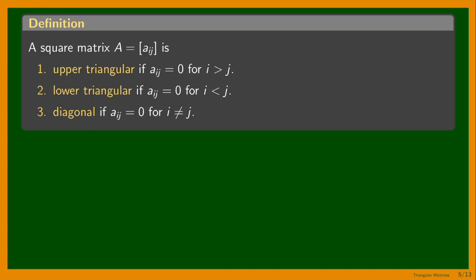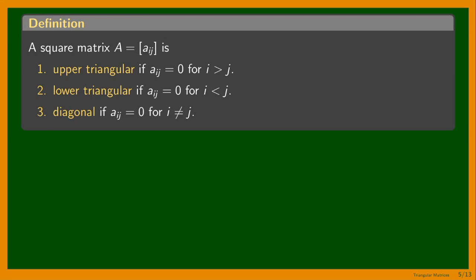Let us now define special types or important classes of matrices that we will be talking about frequently. So here you have a square matrix A. Again, when we say that a matrix is square, we mean that the number of rows equals the number of columns. So A is said to be upper triangular if the ij entry of A is 0 whenever i is greater than j.